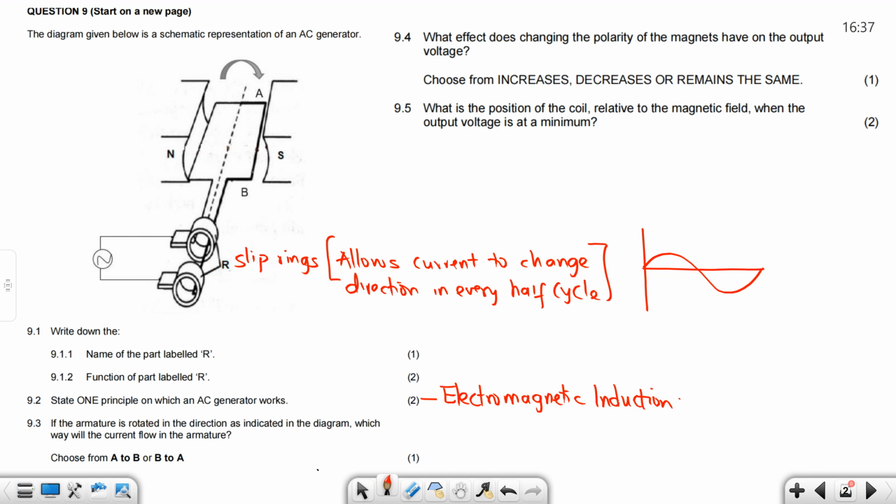If the armature is rotated in the direction as indicated in the diagram, which way will current flow? Here you know you need your rule. Either right hand or left hand. But it's a generator. What do we use? The right hand rule. Okay, generators right, motors left.